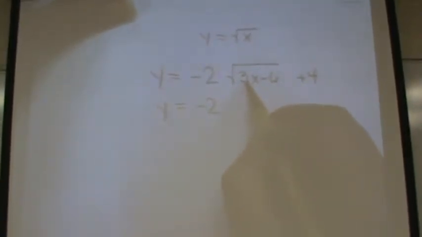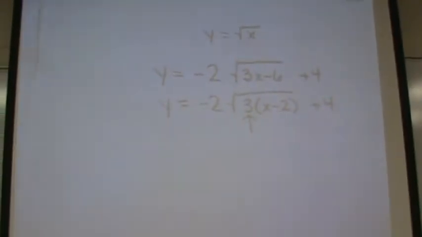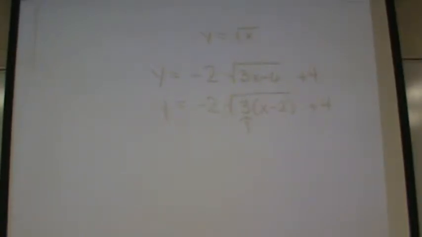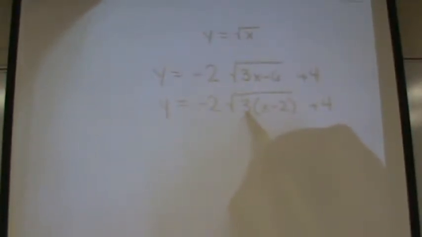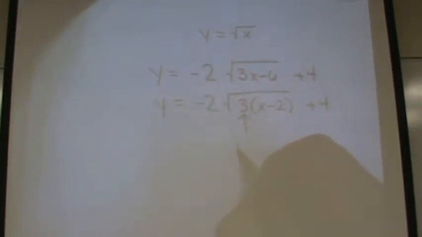We pull this 3 out, and you have x minus 2. So what's the first thing you start with? Anything underneath the grouping symbol is the first thing you start with. That's your A value. You're going to flip this number. If it's less than 1, it's a horizontal compression. If it's greater than 1, it's a horizontal stretch. So this would be a horizontal compression by 1/3.